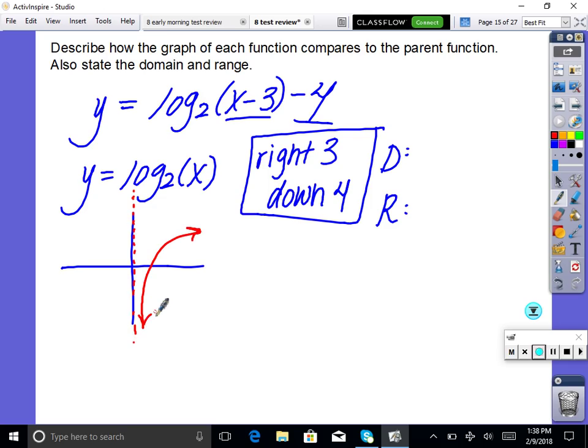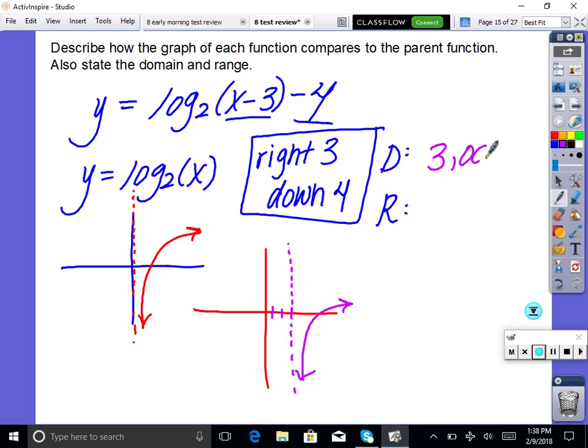So now we're taking that and we're shifting it right 3 units. So if I go right 1, 2, 3 tick marks, there's my new asymptote. And then we're shifting it down 4 units. So this is literally just like shifting down. So I'm only drawing a rough sketch to help me with domain and range. So now if you look at this, the only thing that changed is our domain. Because no matter what, it's still going to go down forever and up forever. So our domain now is actually 3 to infinity, not including 3. Our range is still negative infinity to infinity.